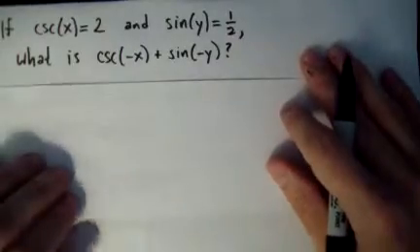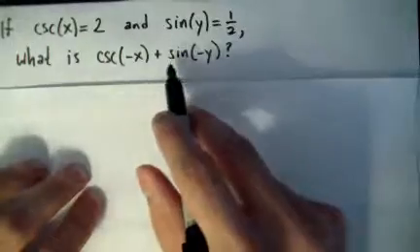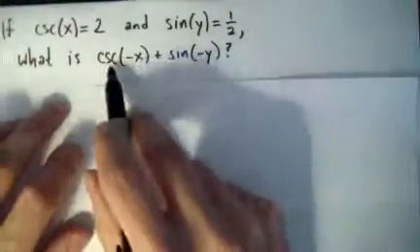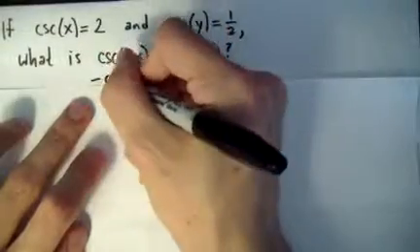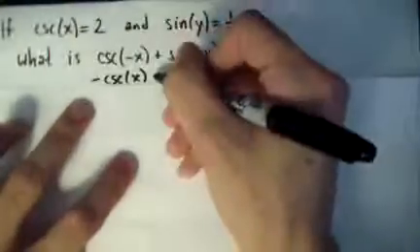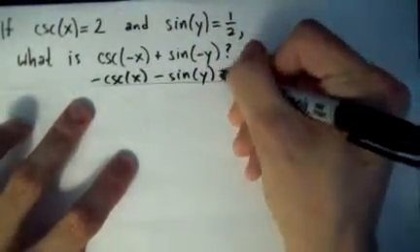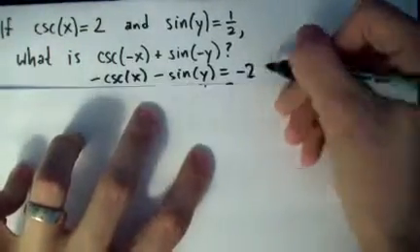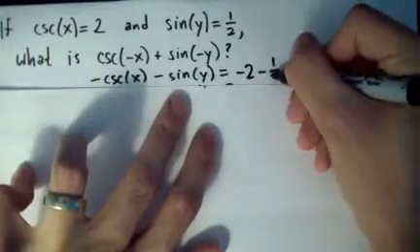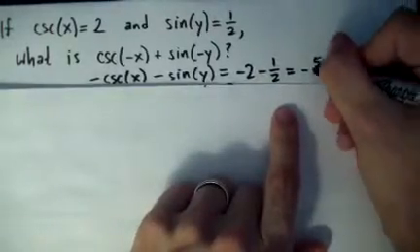So now we're told that cosecant of x is 2, sine of y is a half, and we're asked for cosecant of minus x plus sine of minus y. Well, cosecant is the reciprocal of sine, so because sine is odd, cosecant is odd, so we get minus cosecant of x. And then sine is also odd, so minus sine of y. And we're told cosecant of x is 2, so we get minus 2 minus sine of y, which is a half, so minus 2 minus a half. And that becomes minus 5 halves.